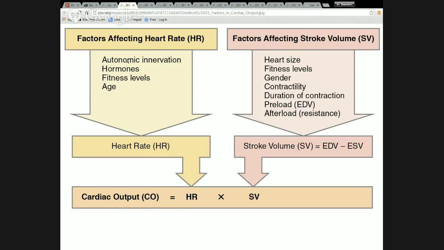Hormones really aren't primarily concerned with adjusting heart rate. There are hormones that do have an effect on it, but it's usually because that's secondary to whatever the hormone happens to do normally. And then, like I mentioned a second ago, being cardiovascularly fit will have an effect. And then age also can have an effect. But I want to talk more about the autonomic innervation.